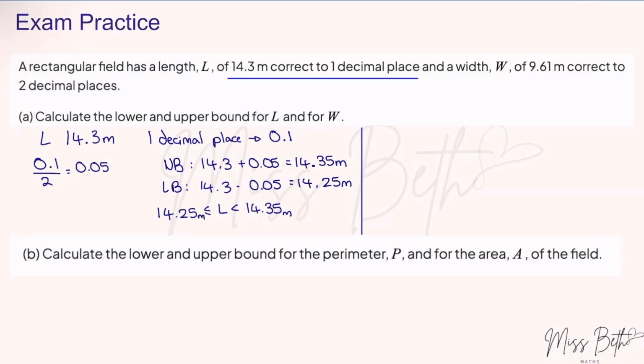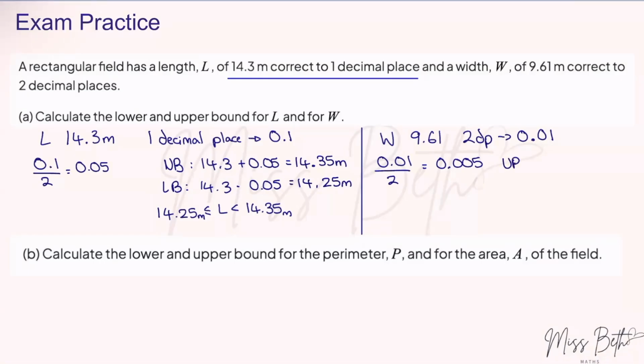Let's look at W now. The width is 9.61, but this is correct to 2 decimal places, which means 0.01 is the degree of accuracy. So this time we have 0.01 divided by 2, which is going to give us 0.005. And then the same process: you need to add that onto 9.61, but also subtract it.